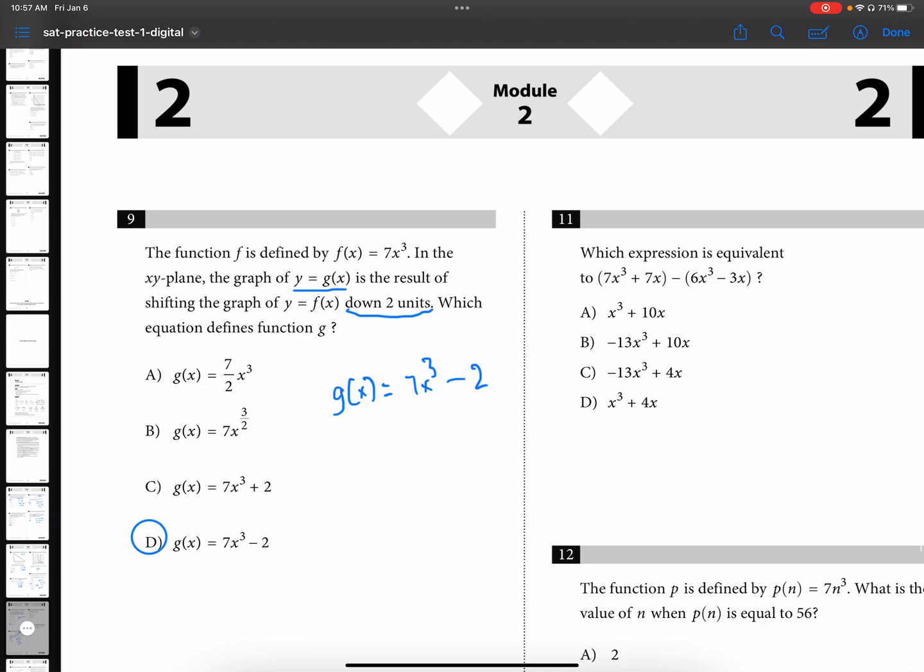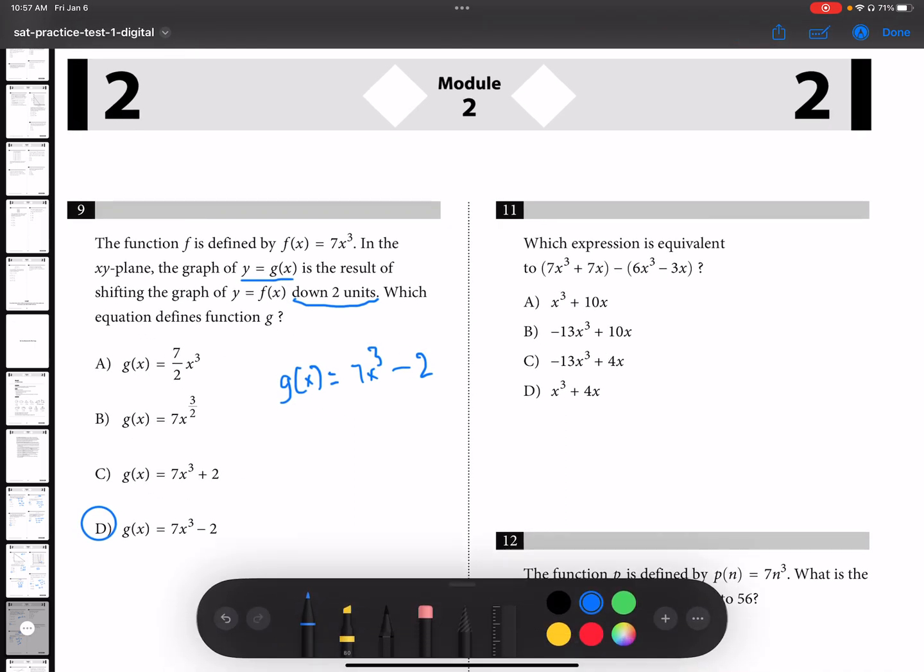All right, number 11. Which expression is equivalent to this? So we have like terms here. These are our like terms. So we have 7x cubed minus 6x cubed plus 7x plus 3x, because they're two negatives. So plus 3x, that'll give us x cubed plus 10x. So our answer is A.